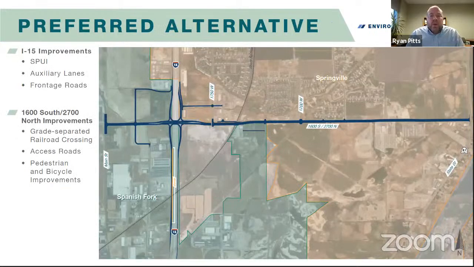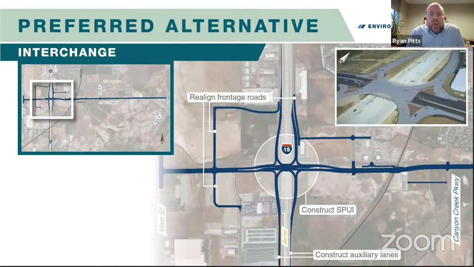I now want to review all of the elements that are included in the preferred alternative. So the preferred alternative includes constructing a single point urban interchange at 1600 South or 2700 North. It includes realigning the frontage roads that are there today in order to accommodate the new interchange. It also includes adding one additional lane southbound and one additional lane northbound on I-15 between this new proposed interchange and the existing US 6 interchange.